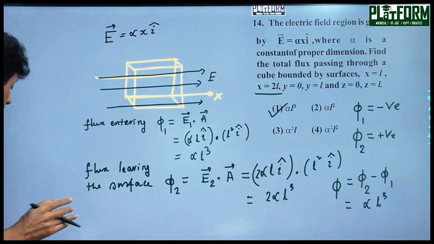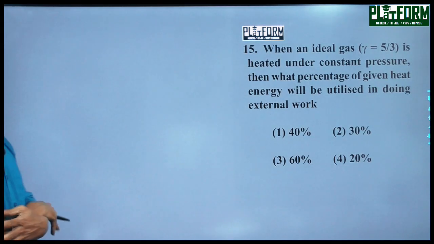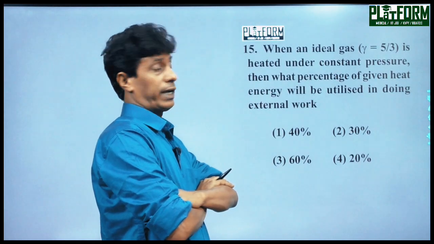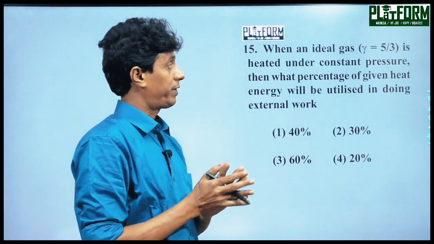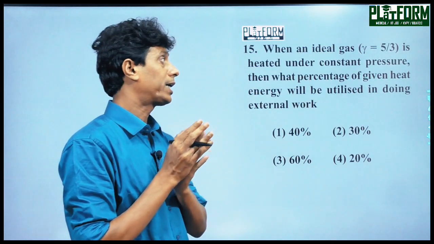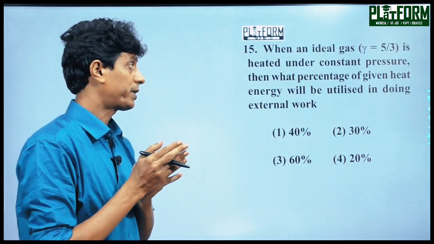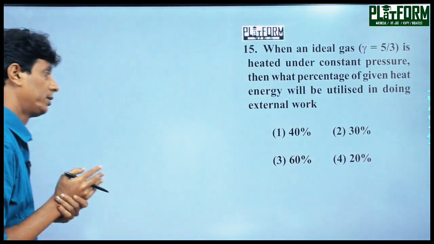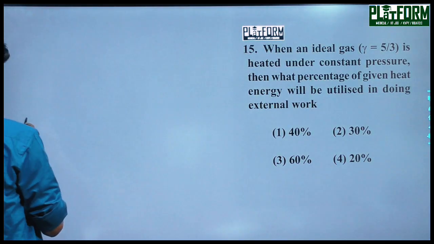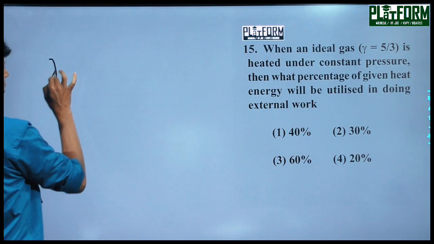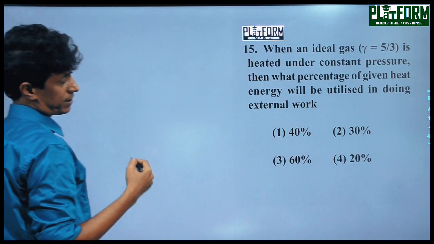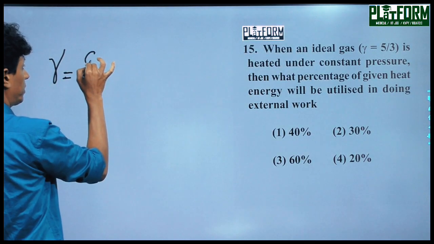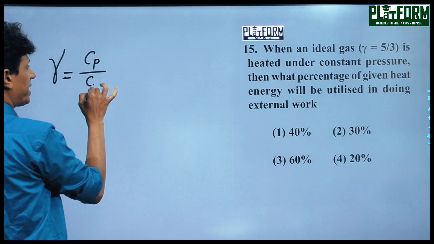Next problem. Question number 15. When an ideal gas with exponent gamma, given within the bracket as 5/3, I think it is a monatomic gas, is heated under constant pressure, then what percentage of the given heat energy will be utilized in doing external work? Let us discuss some theory. Gamma, the gas exponent, is Cp by Cv.